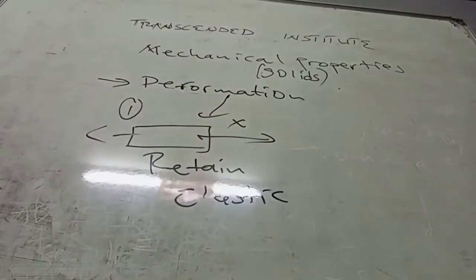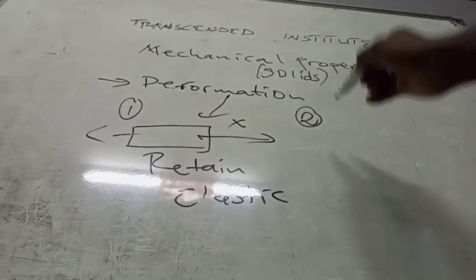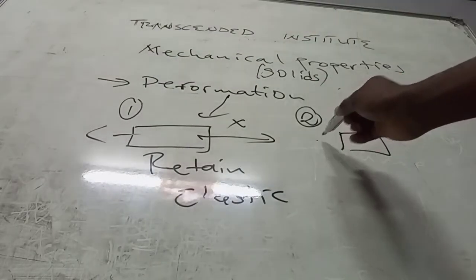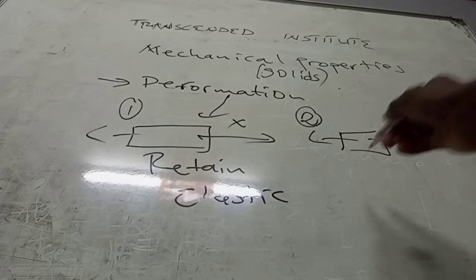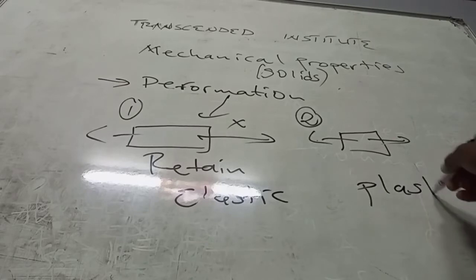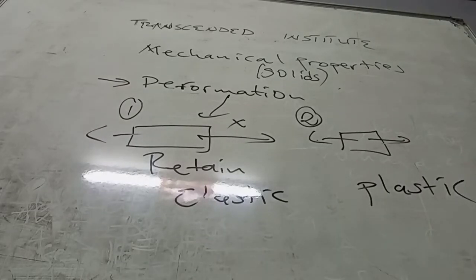The other case, case 2, is where you pull something, you apply a force on an object. Of course, I'm going to use the same example of extension. You pull it at the sides, then after letting go of it, it doesn't go back to its original position. It remains as you've left it. So what type of deformation is that called? Plastic. Plastic deformation.